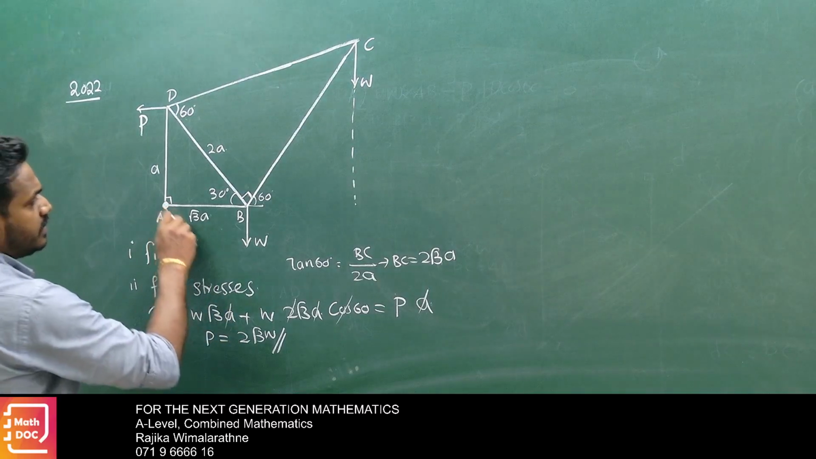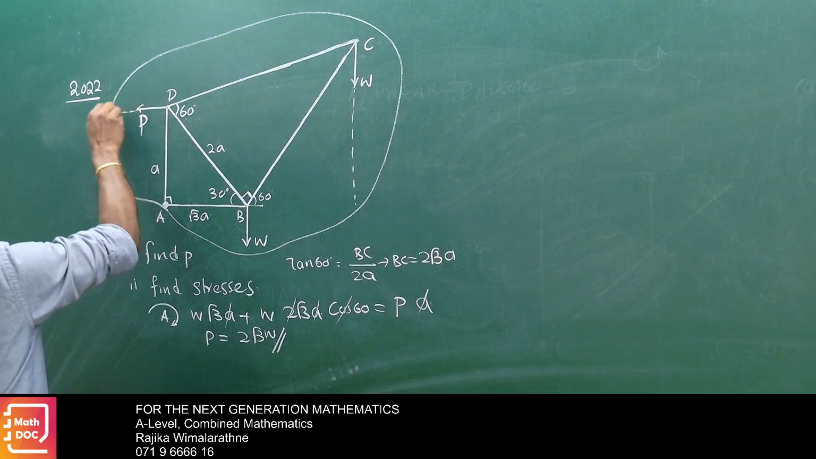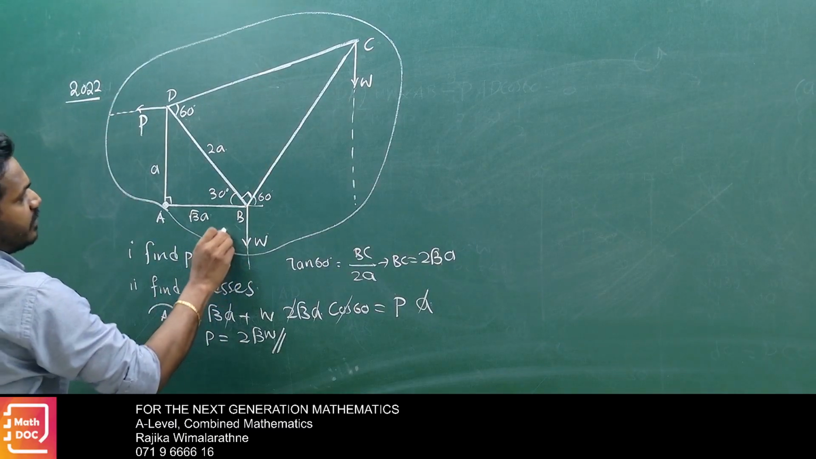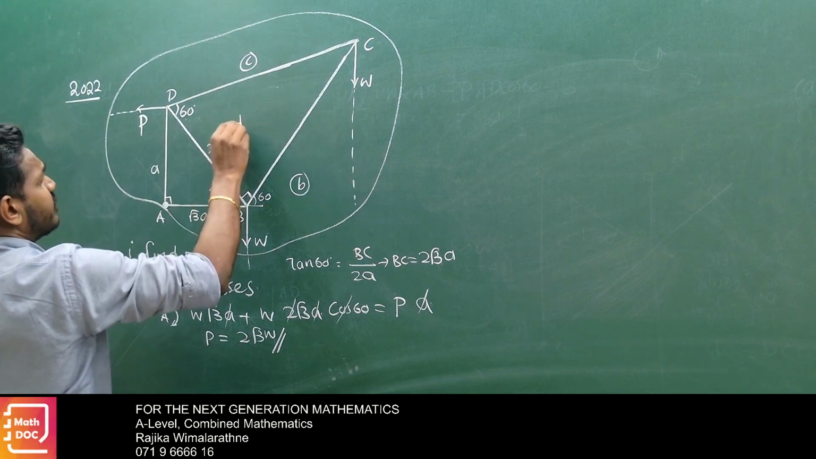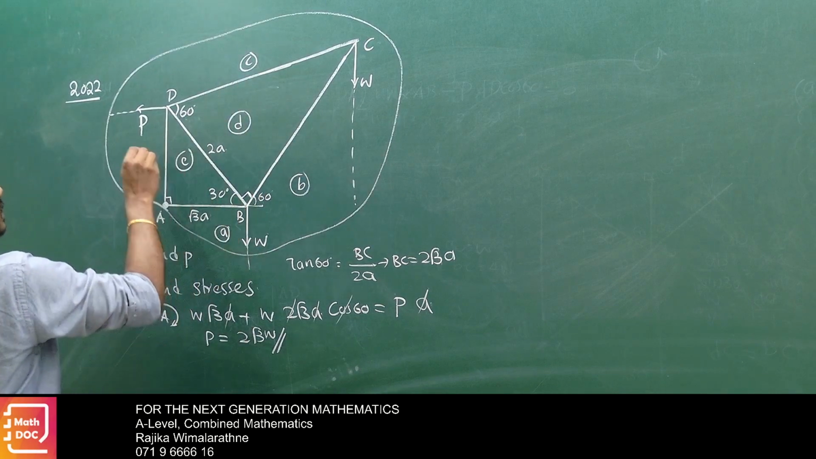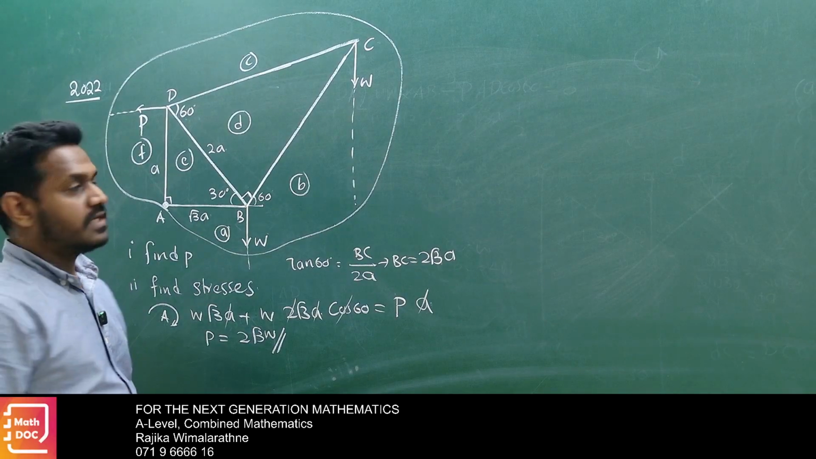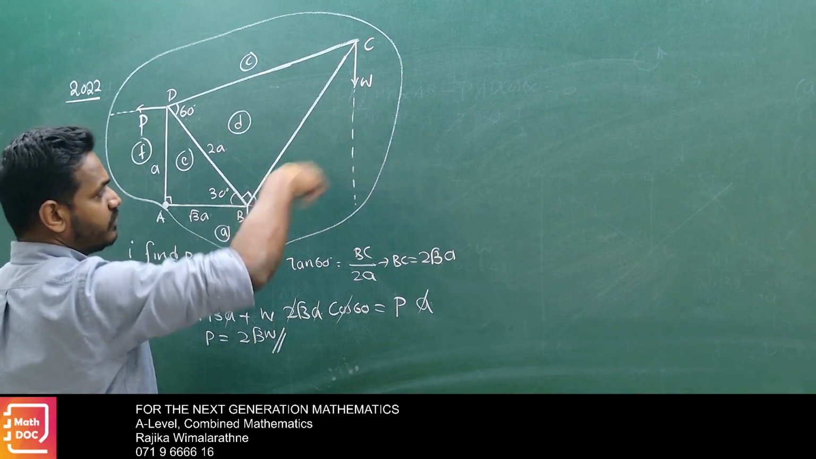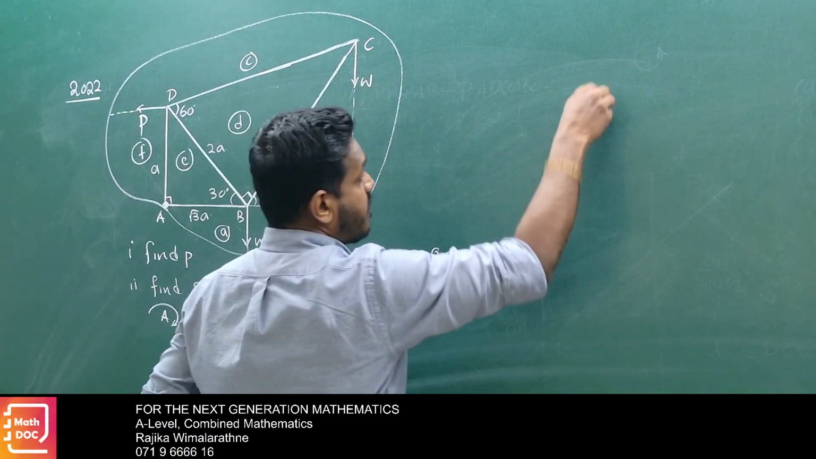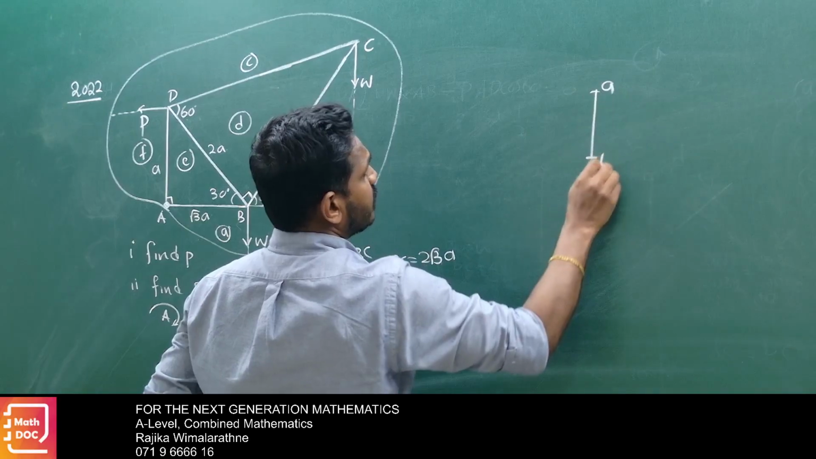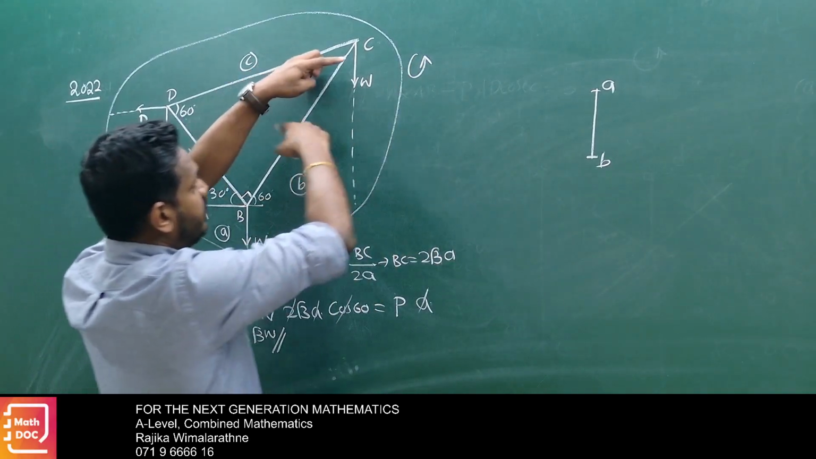Then you sketch a boundary line. Then we know P. Then label regions A, B, C, D, E, F. First, you had better go with the known forces. ABW. So I'm considering anti-clockwise. ABW, then BC again W.